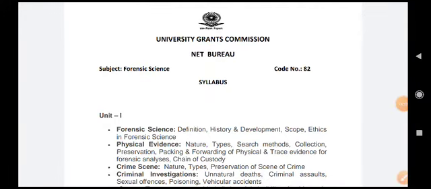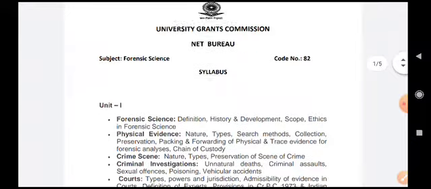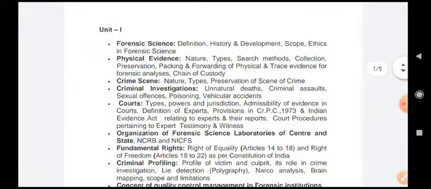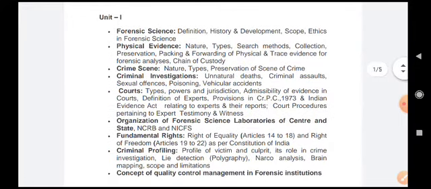So in this video, I'll be talking about the paper 2 of UGC-NET JRF Exam, particularly Forensic Science. The code for Forensic Science is 82. So let's come to the syllabus of this exam. The syllabus of the paper 2 has 10 units. So let me go through the units first.